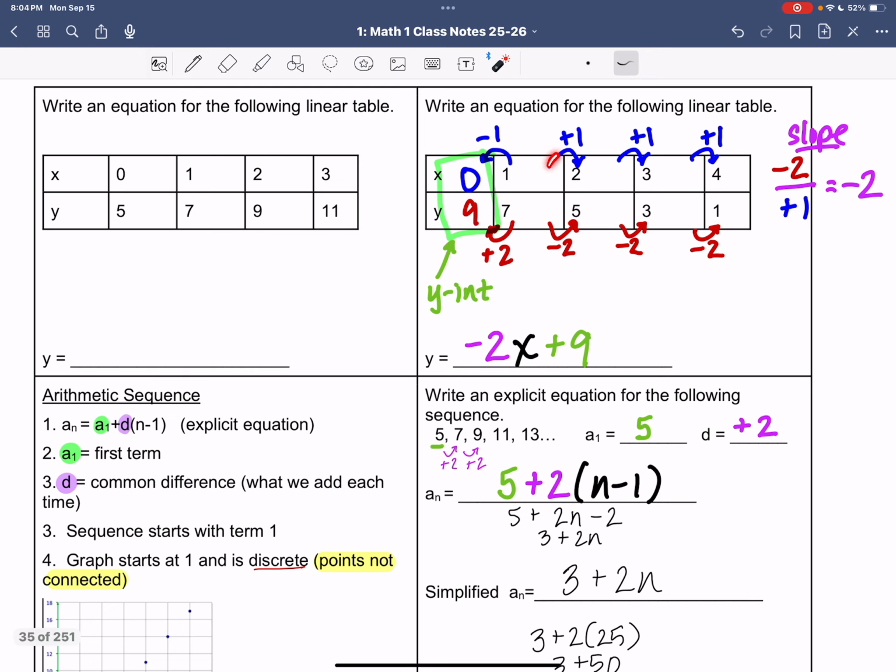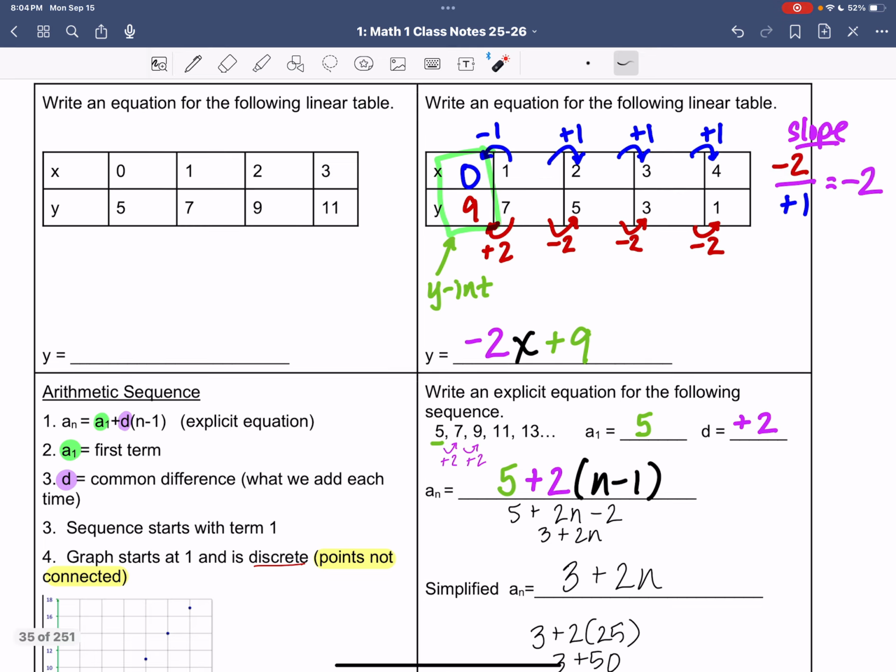So we know going this direction, we're subtracting 2, because that's your y's. So as we're going this direction, we're subtracting 2. But if I were to go backwards, I'm going to add 2. So let's just check here. Here I'm going to add 1 each time. So I know my slope is -2 over +1, which equals -2.